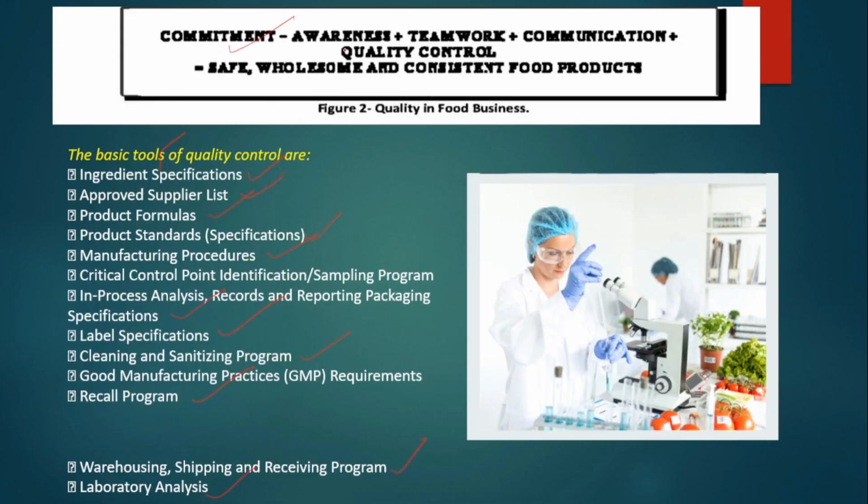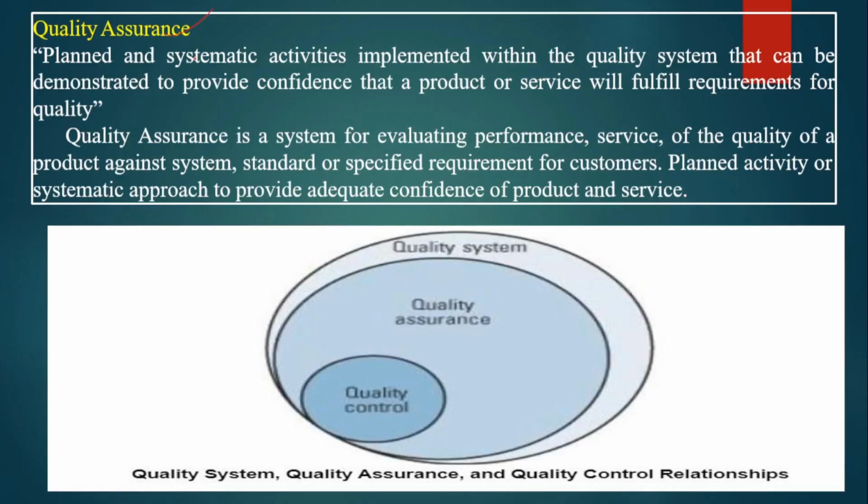And commitment, awareness, teamwork, communication plus quality control gives us safe, wholesome and consistent food products. Now quality assurance, which is part of the quality system, is defined as planned and systematic activities that are designed to ensure that the product or the service meets quality requirements.